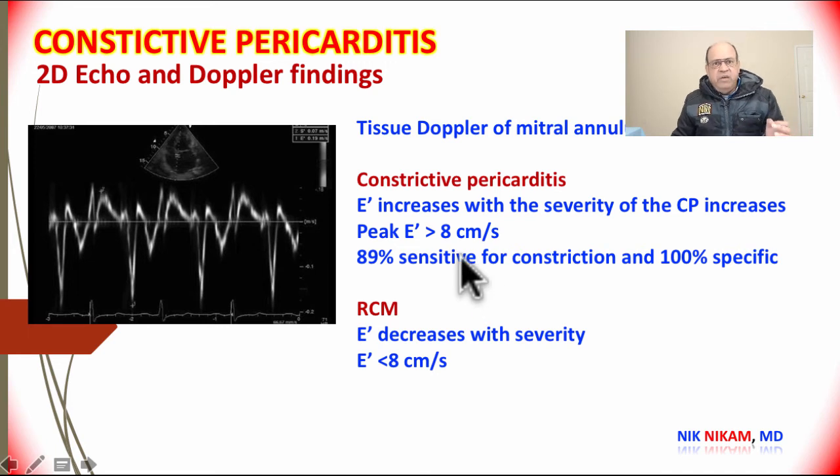This is a very important finding to differentiate patients with constrictive features from those without any significant evidence of constrictive features. In patients with hypertrophic cardiomyopathy, the E prime decreases with the severity of the diastolic dysfunction, and the E prime is generally less than 8 centimeters per second.